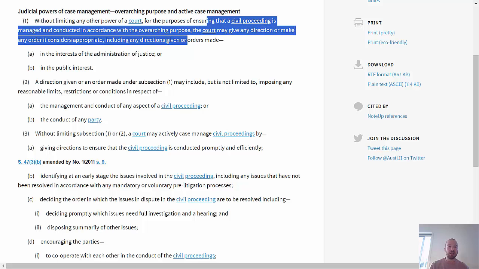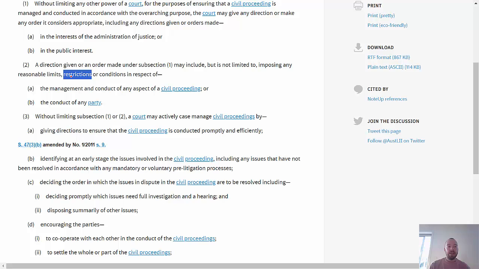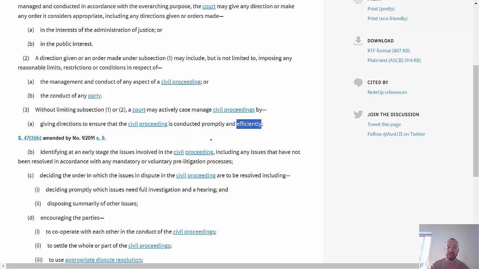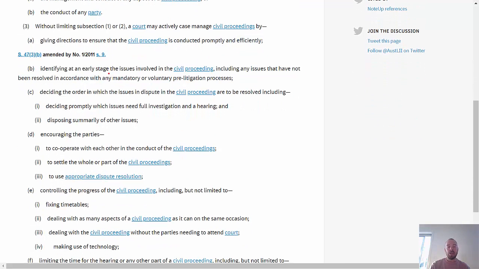The court may give any direction or make any order it considers appropriate, including or such as to, in the interests of the administration of justice, if it's in the public interest, they can give any order that can place limits or restrictions on the management of the proceeding, the conduct of any party. They can give any directions to ensure it's conducted promptly and efficiently. They can try and resolve matters as early as possible.